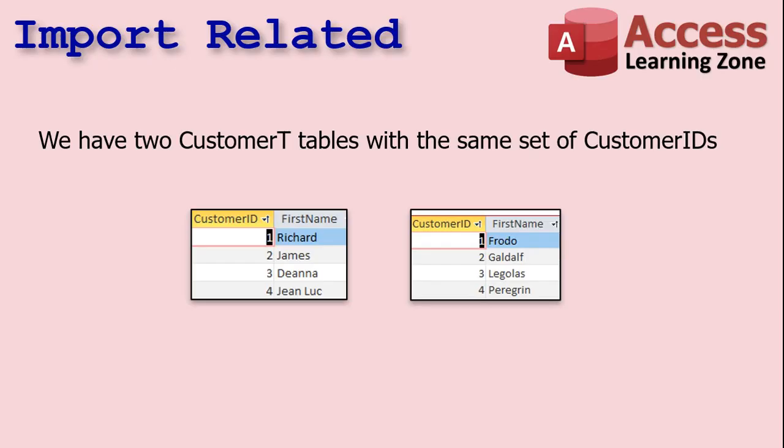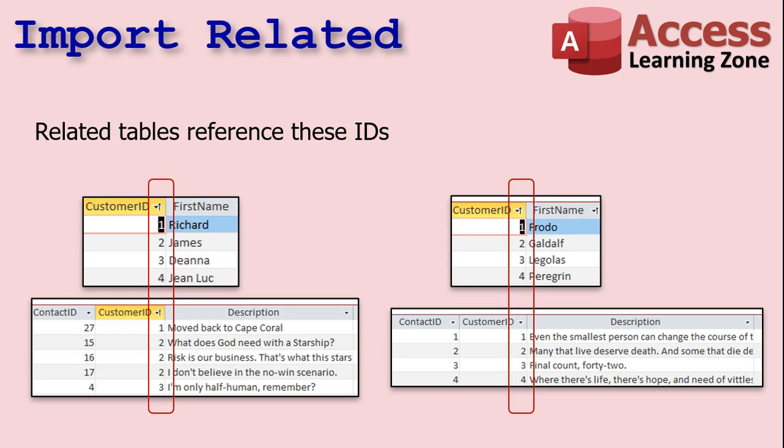Now, if you're only importing one table, just customers, then that customer ID really isn't that important, right? Because Access uses that customer ID to make sure that you have a unique identifier for each customer. And as long as it's just one table, it doesn't matter if Frodo is ID 1 or ID 5. It doesn't matter unless you're bringing in two tables from one database into another.